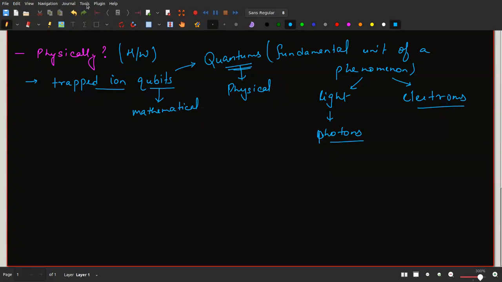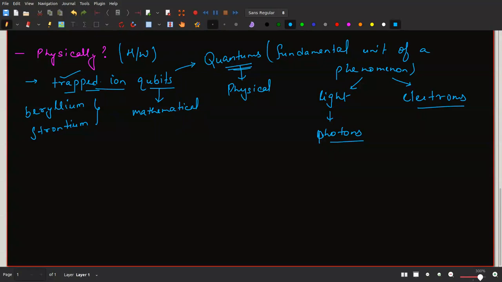So trapped ion qubits is one type of how we can implement qubits. Here, what are the quantums? What are the actual particles that are used? That is a question now, right? For trapped ions, we use certain elements, for example beryllium, or also strontium. These are certain elements that we use for implementing qubits, and they are known as trapped ions because this is one way of implementing the qubits.